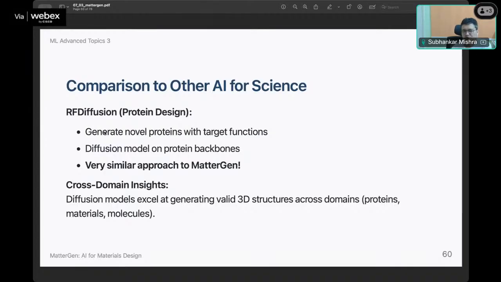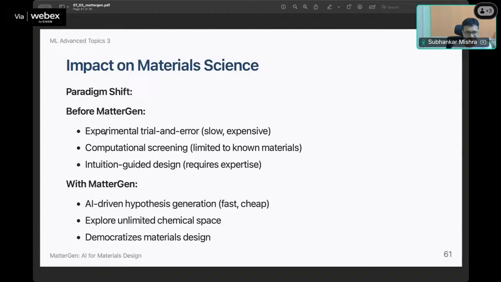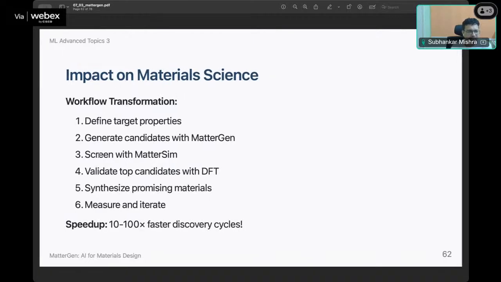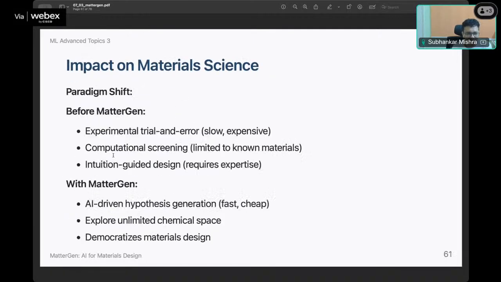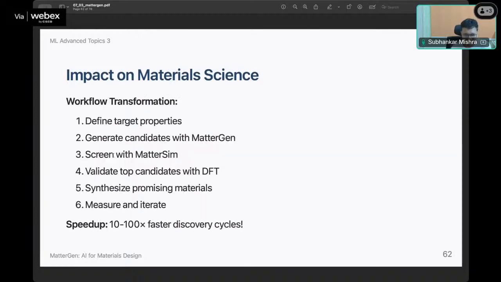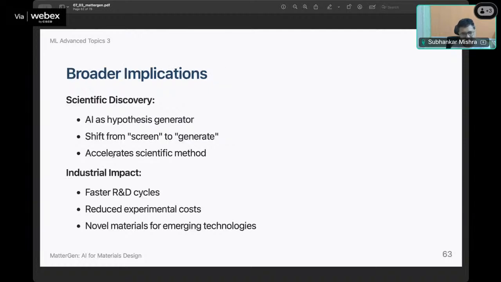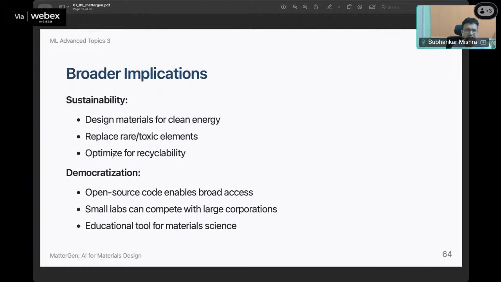As you can understand, diffusion is great at generating valid 3D structures, and those valid 3D structures come from the equivariant neural networks that we have discussed in MatterGen itself. So these are all future slides, but I hope you understand that everything that was slow and where the database was limited, this opened up the entire path.